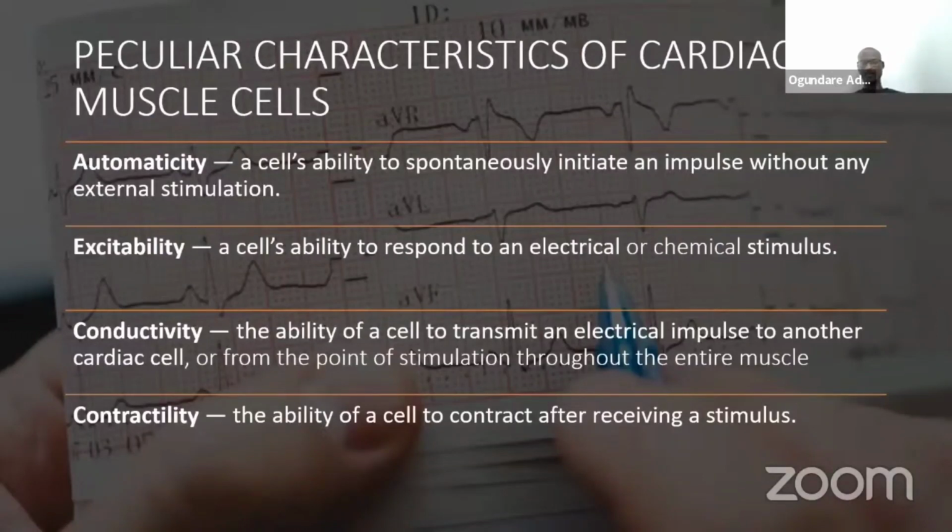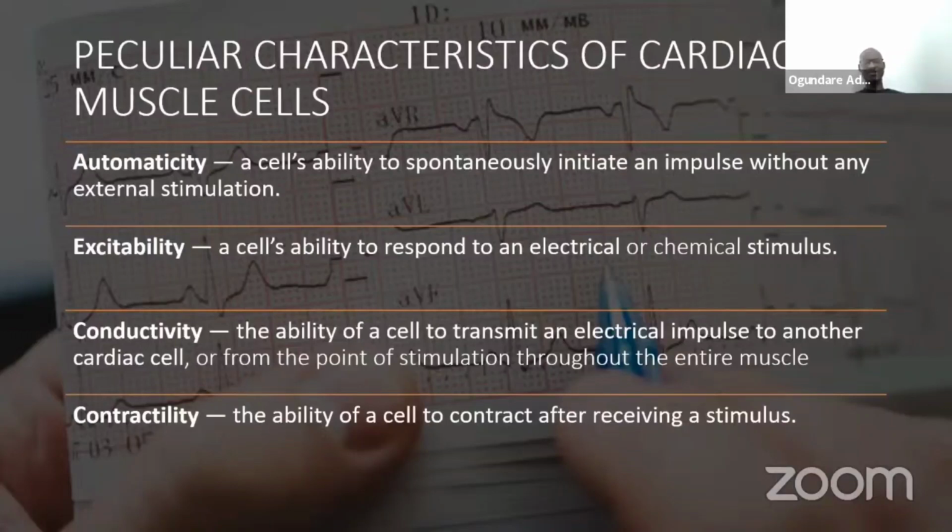Excitability. All the cardiac muscle tissues have the ability to respond to impulses, to stimuli. They can respond to electrical stimulus, they can respond to chemical stimulus. They are excitable. So when you stimulate them, they respond, if that makes sense.